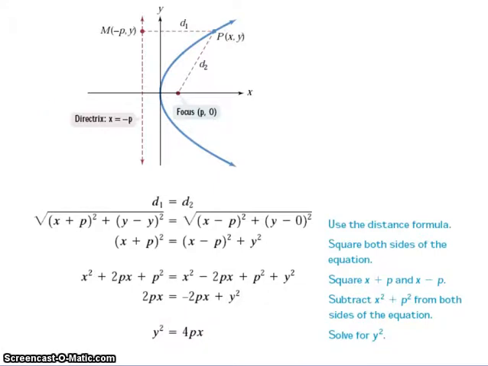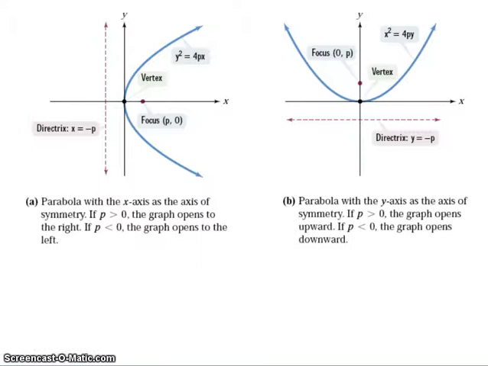Let's go to the next page here. We're going to look at parabolas on their side and parabolas up and down. So on the left here, we have a parabola on its side, and when we're working with a parabola that is on its side, we're going to be dealing with y squared. When we're dealing with a parabola that is either faced up or down, then we're dealing with the x squared. Okay?